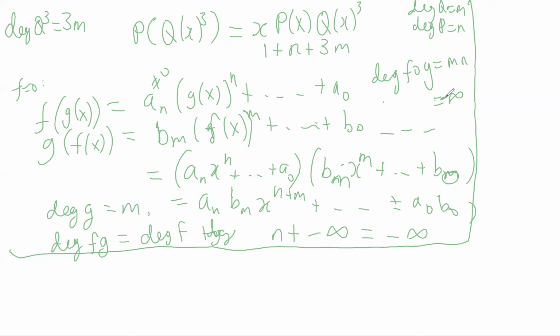And you can maybe think of that as still m times n, with m being negative infinity. Okay, but what if g was the zero polynomial? So if g is a zero polynomial, so what if the thing on the inside is the zero? So then you just get f of 0 is equal to a0. And then the degree is equal to just 0.